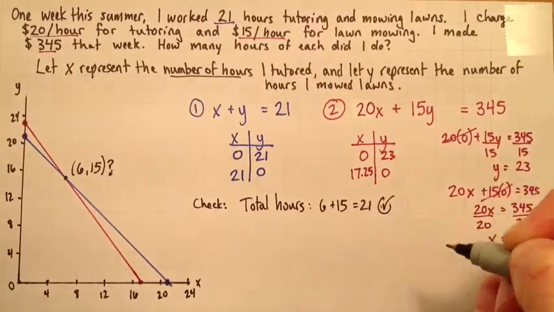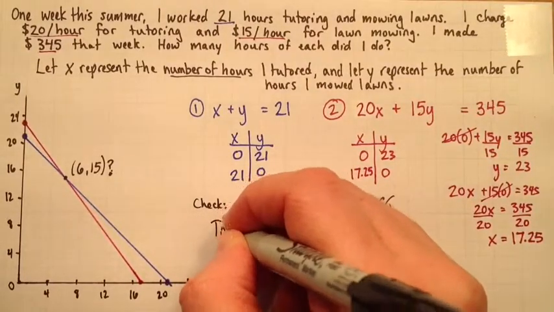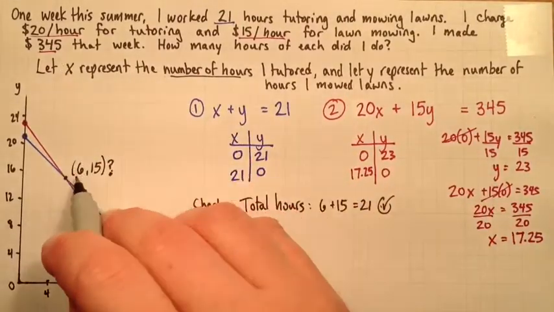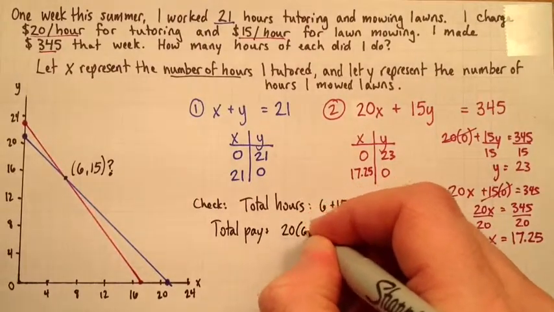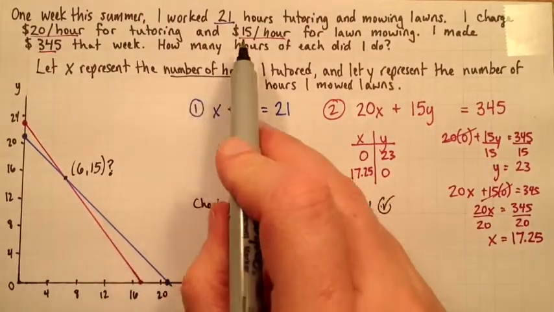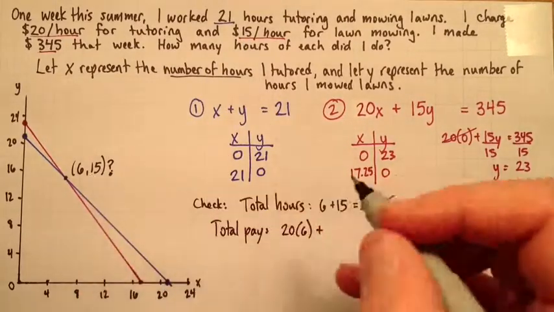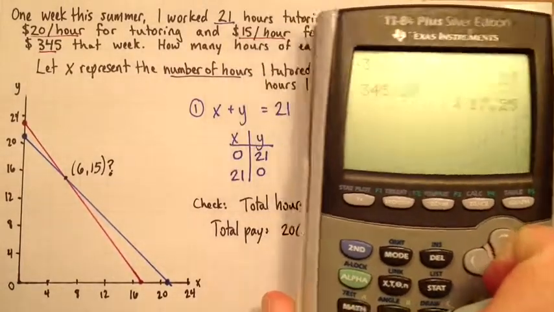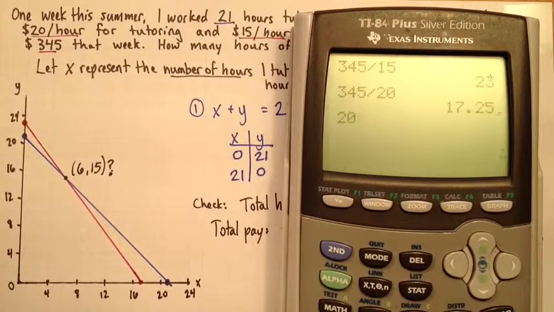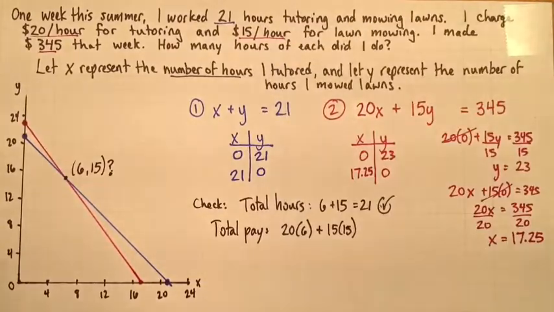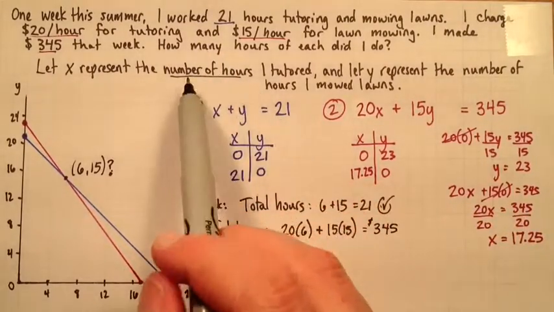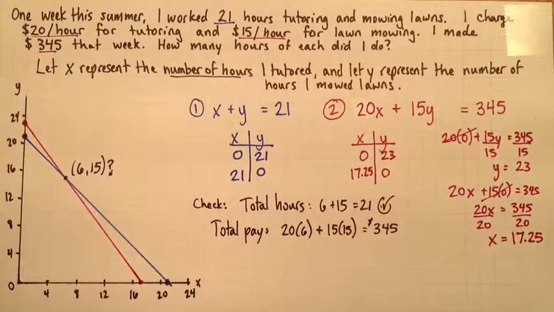So that's good. And then for total pay, for tutoring it's $20 an hour, and it would be 6 hours. And then for mowing lawns it's $15 an hour for 15 hours. Let's check what that is. 20 times 6 plus 15 times 15 is 345. That's perfect, because that's what it was here. Okay, so it checks out.